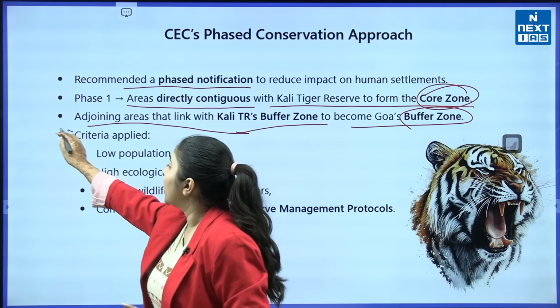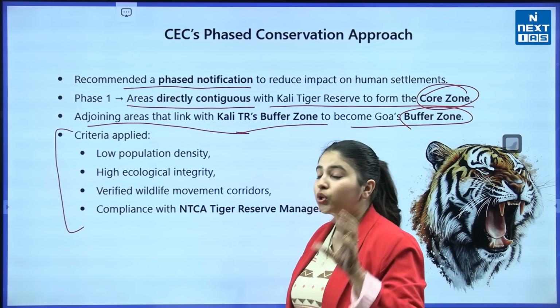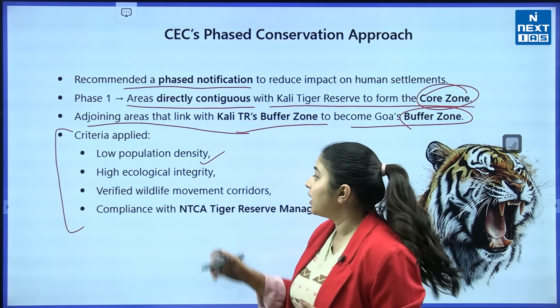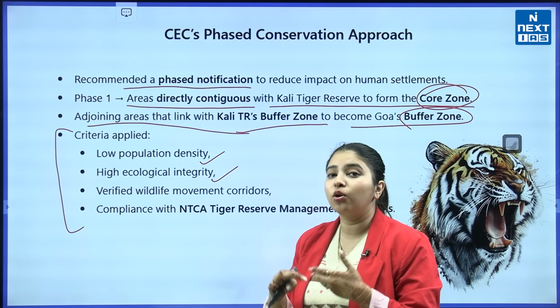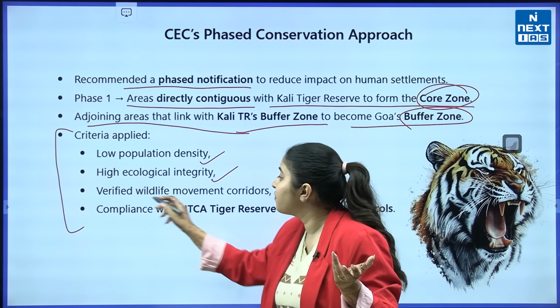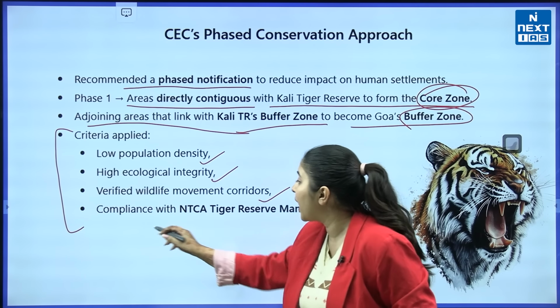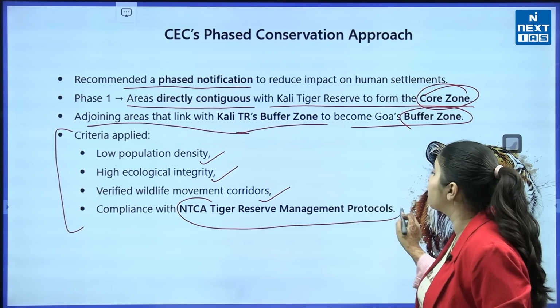Let us understand the criteria which have been applied in this core zone and buffer zone. Low population density, so fewer people will be there. High ecological integrity. Verified wildlife movement corridors, and compliance with NTCA tiger reserve management protocols as well.